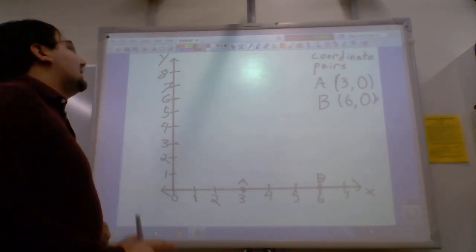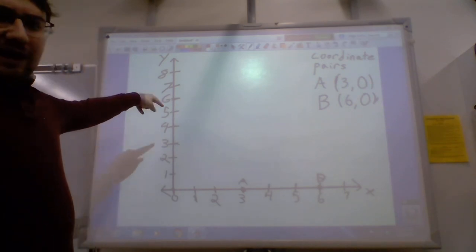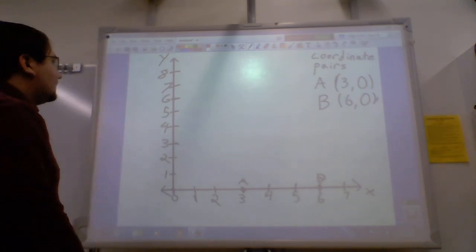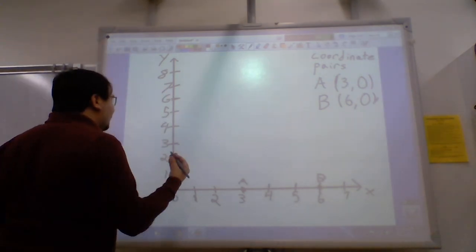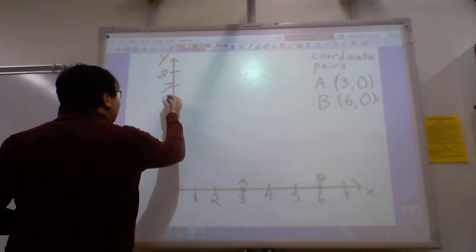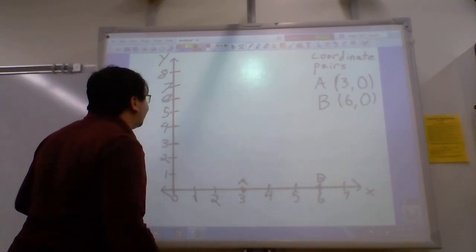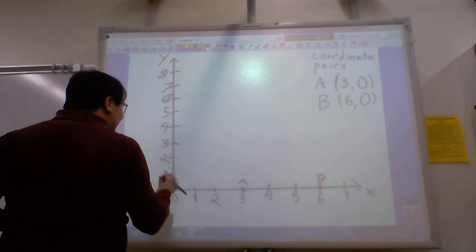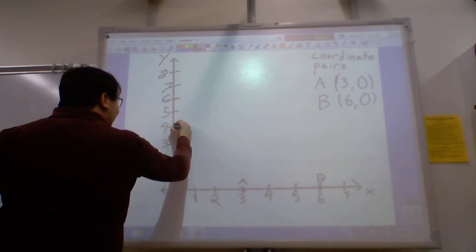Well, we have two coordinates that are on that X line. What if we put a coordinate on our Y line? So let's just go over here. I'm thinking I want to put my point C. Let's make this look more like 6. Let's put our point C, and I don't know, let's put it right here.